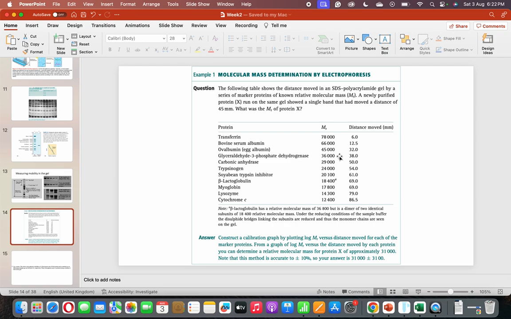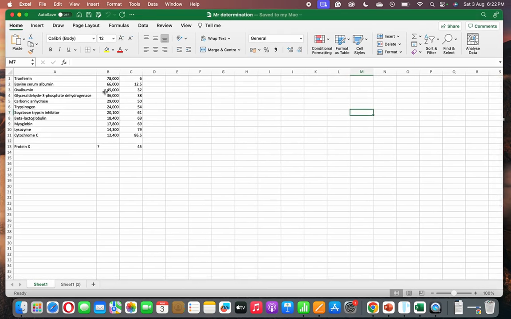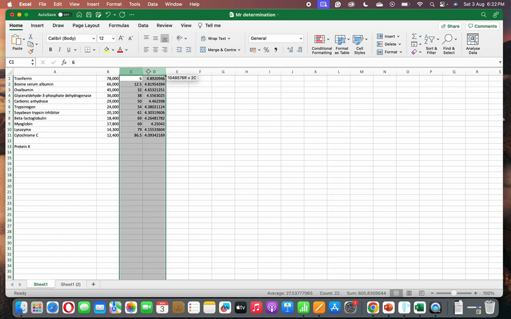So let's do that. For that, we need to plot a graph. Here I already have the same data. These are all the known proteins with their known molecular weight and their migration in millimeters. If you remember a few minutes ago, I said the plot we have to make is of the log of the mass, so we will take the log of all the masses, and then plot this in a graph.